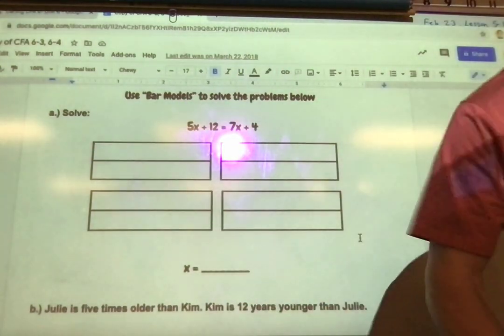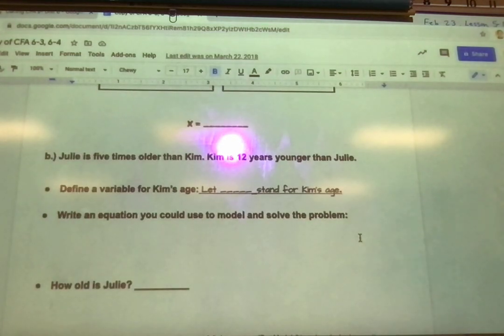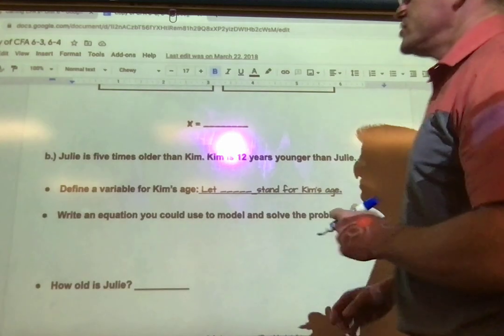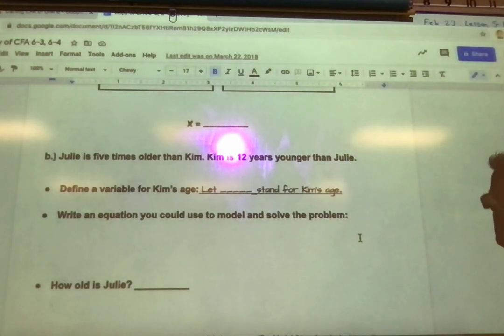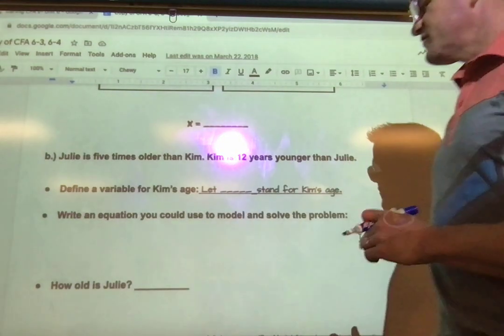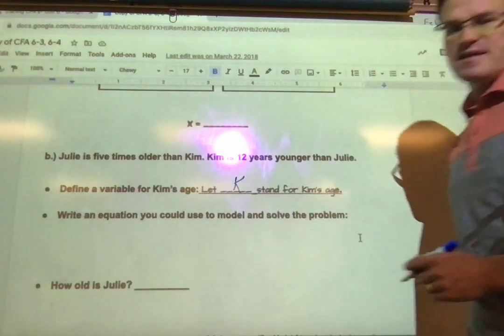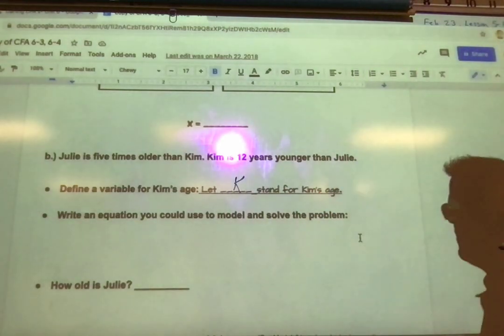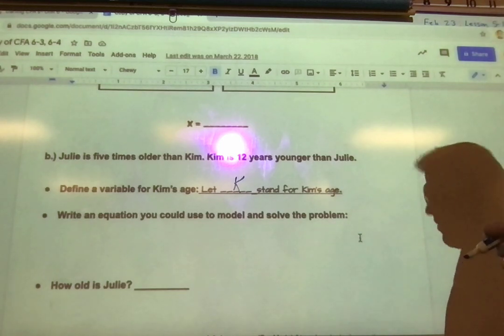All right, then a word problem here dealing with this. Okay, so this says Julie is 5 times older than Kim. Kim is 12 years younger than Julie. So got to do some good reading there. We need to define a variable for Kim's age. So let's let K stand for Kim's age. And we're going to write an equation you can use to model and solve this. And then we'll use that bar model to solve it.